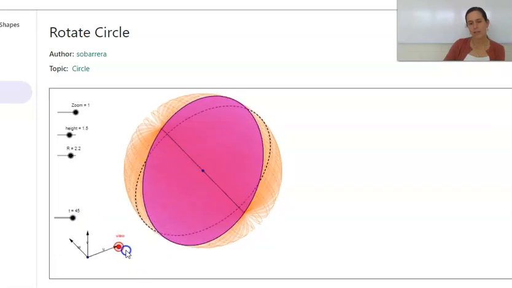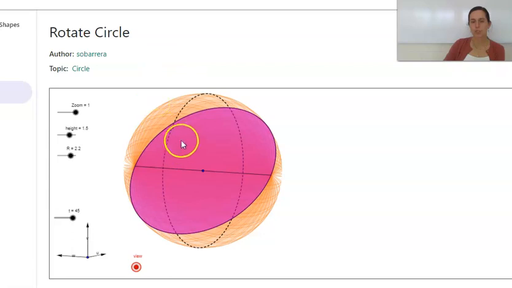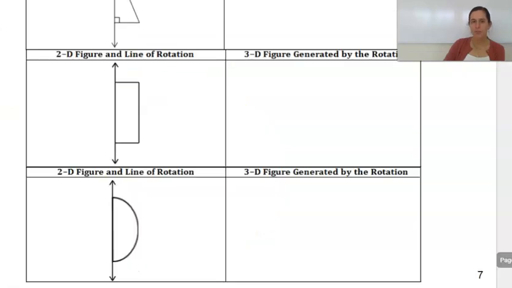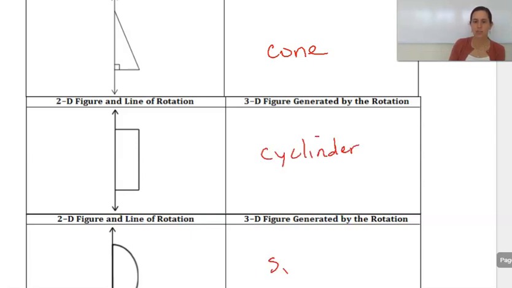But all 3 of these are similar because all 3 are going to have some sort of circular answer to it, because anytime that you rotate something 360 degrees, it's always going to be a circle. So I can't have any straight edges on any rotation of a 2-dimensional object when it creates a 3D figure. So again, the triangle was a cone. The rectangle being rotated was a cylinder. And then the semicircle was a sphere.